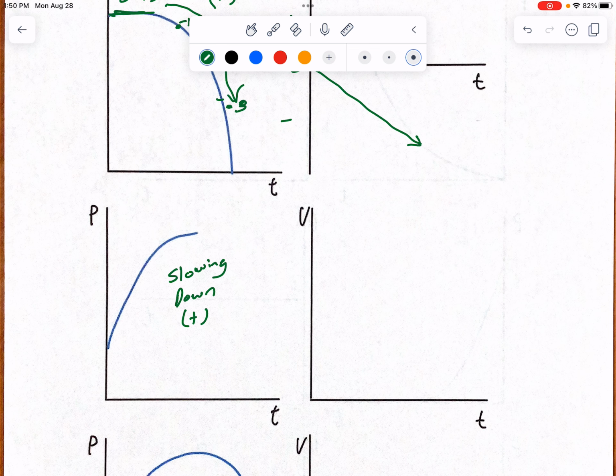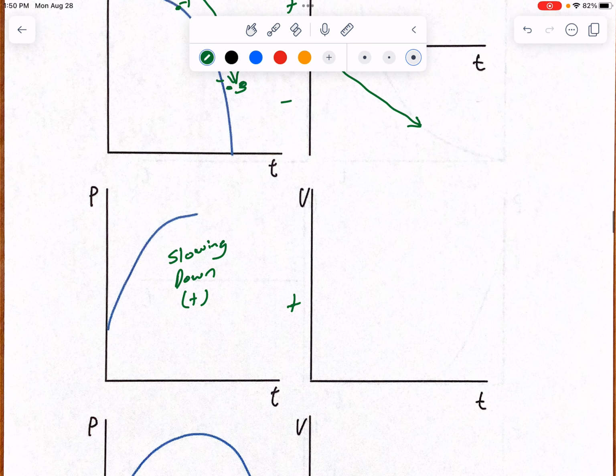Okay, so remember, anything above the x-axis is going in the positive direction. Just because you see a negative slope doesn't mean it's going the opposite way. It just means it's slowing down. So it's going to be going towards that 0 line right there.